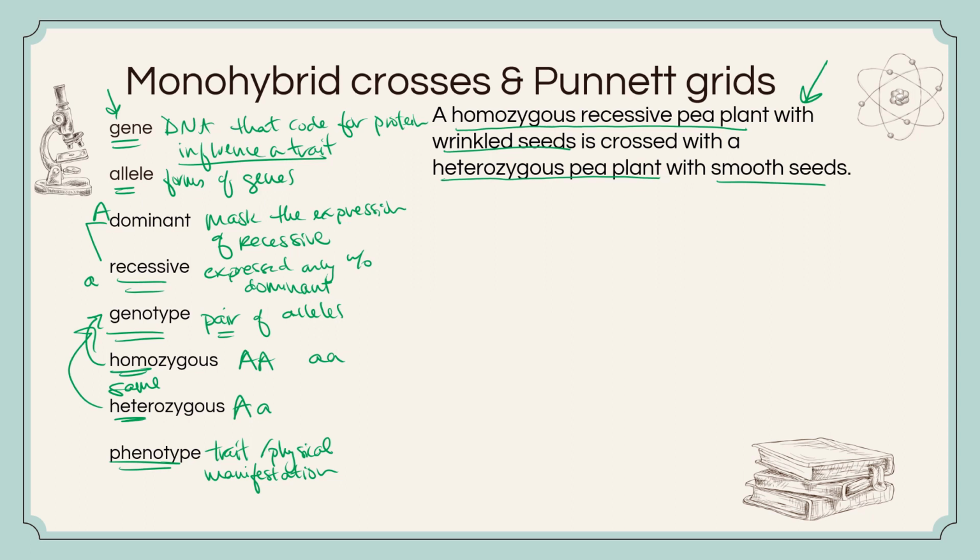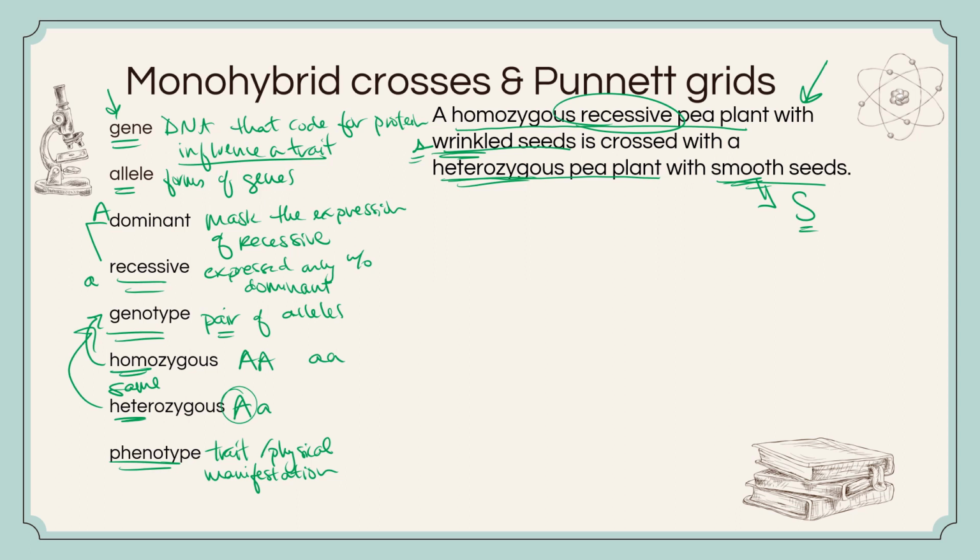First up, we need to pick some letters for our alleles. Since this heterozygous plant has smooth seeds, we know that that dominant allele is going to be expressed, and so I'm going to pick the letter from the dominant trait. I'm going to pick a capital S for smooth. You don't have to, but this is probably the most common way that we choose letters for our alleles. My wrinkled seeds, because wrinkled is the recessive trait, I'm not going to use a W for wrinkle. I'm going to use the lowercase s. So capital S is dominant smooth, lowercase s is wrinkled recessive.